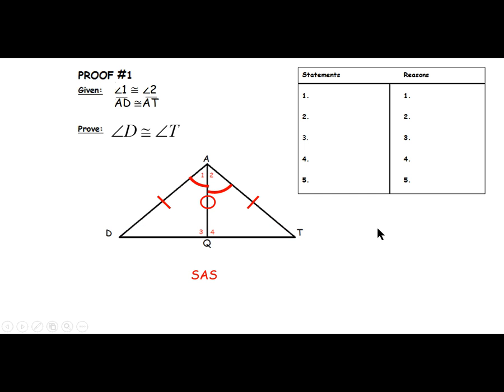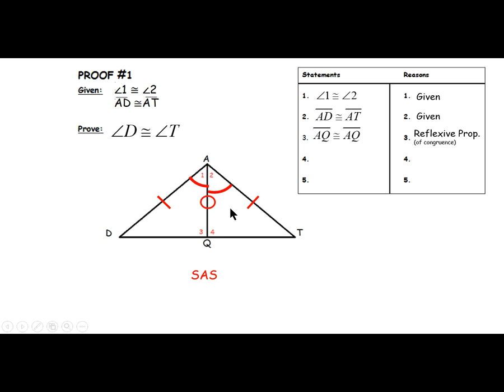So the first thing we marked in the picture, we said angle 1 is congruent to angle 2. What's the reason? That was given to us. Second piece of information, we said segment AD and segment AT are congruent. What was the reason for that? That was given to us. Statement 3, we said segment AQ is congruent to itself by the reflexive property. That was the center segment in the picture is congruent to itself.